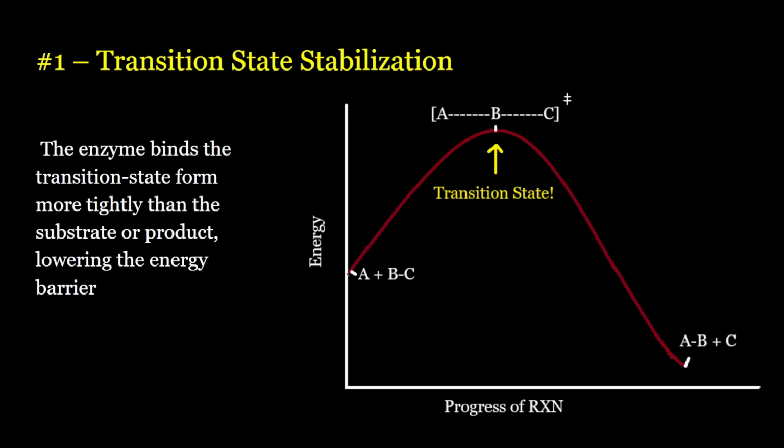First, we have transition state stabilization. The transition state is the highest energy point of the reaction. Enzymes lower activation energy by binding the transition state more tightly than the normal substrate. And this stabilizes the high energy form and makes it easier to reach transition state.